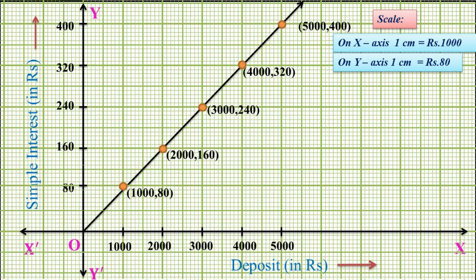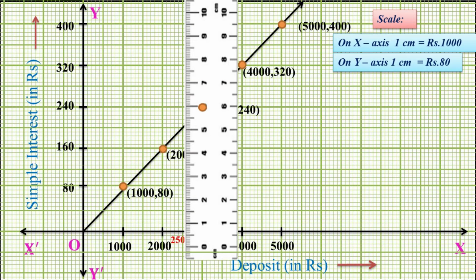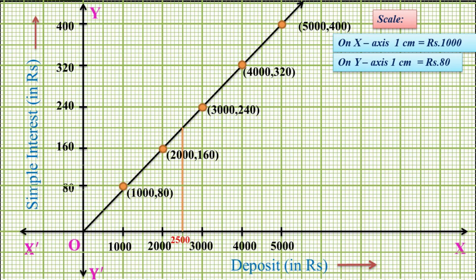First, we mark 2500 on the x-axis. Locate the point between 2000 and 3000. Draw a vertical line to meet the linear graph. Now draw a horizontal line, meeting the y-axis at rupees 200. Then for the deposited amount of rupees 2500, the interest is rupees 200.